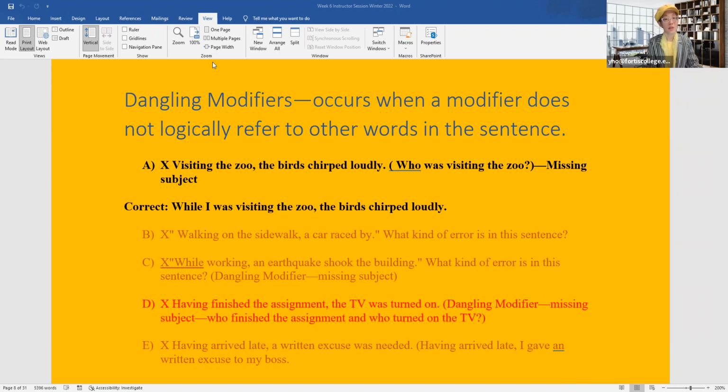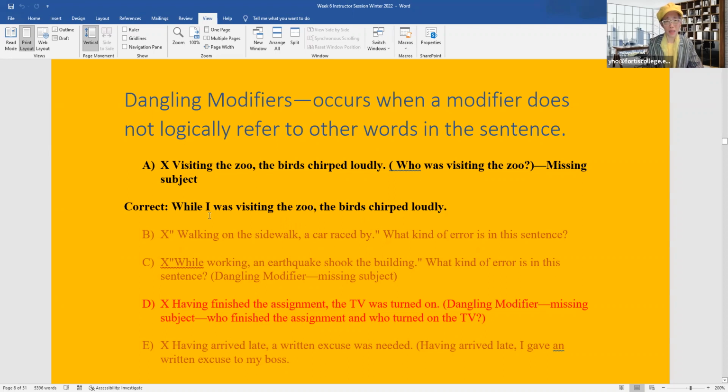In other words, here you have visiting the zoo, the birds chirped loudly. So the birds grew feet, drove their car, and went to a zoo. So obviously the birds are not visiting the zoo. So this sentence is not correct because it's missing a subject. Okay, so it should be, while I was visiting the zoo, the birds chirped loudly. So that is a dangling modifier mistake because you have a modifier, but no noun of what it's modifying. What is it modifying? And therefore you leave the modifier dangling because you're missing something.